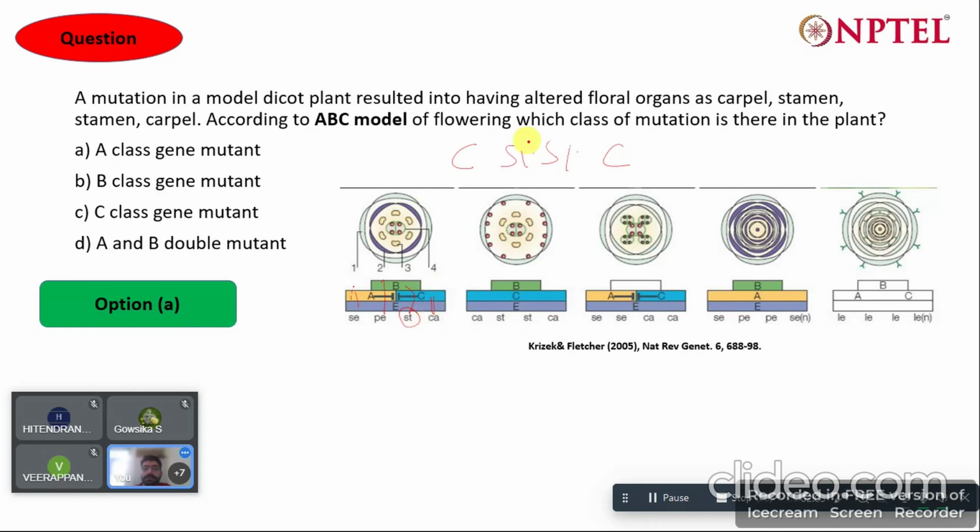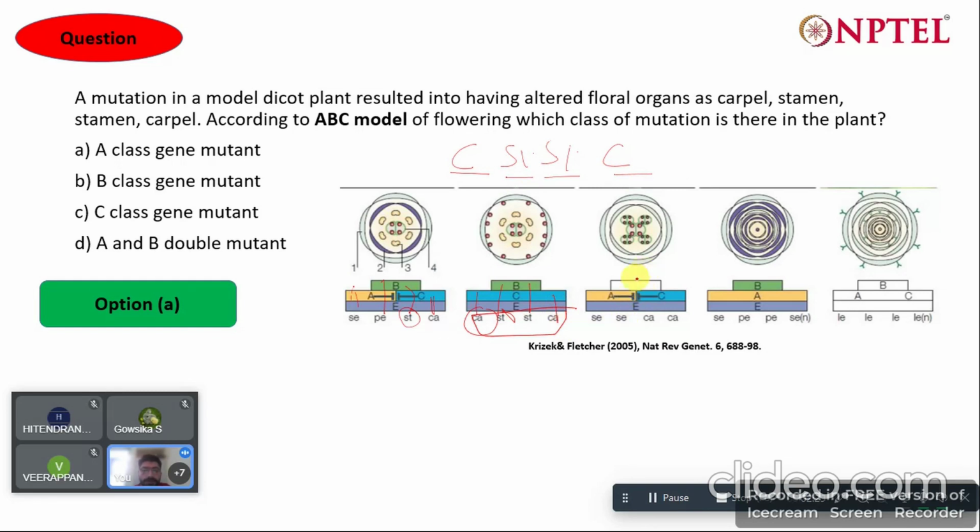And here, if A class genes are mutated, then it will form carpel, that is C and E, then stamens, that is B, C and E, then again stamens and carpel. So this is what the question asked: carpel, stamen, stamen and carpel.